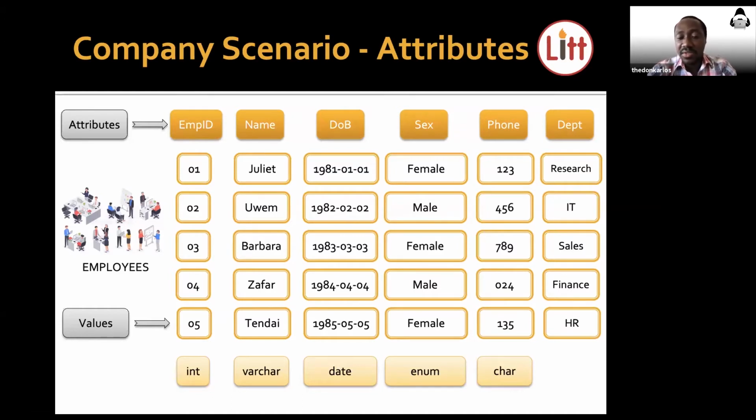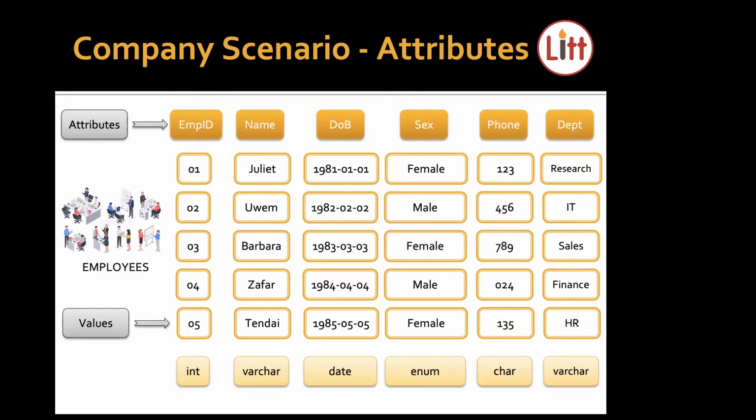Someone will ask, what's the difference between the char and the varchar? The char takes a specific number of characters, whilst the varchar takes a varying set of characters. So for phone number, if we say char 10, that means the value should be 10 digits or 10 characters. But if we say varchar 10, that means the value should be up to 10 characters. Okay, then department will also be varchar, which is a set of characters.